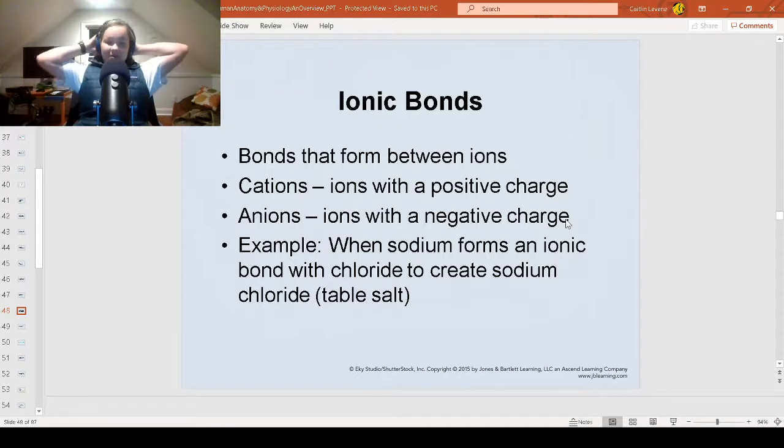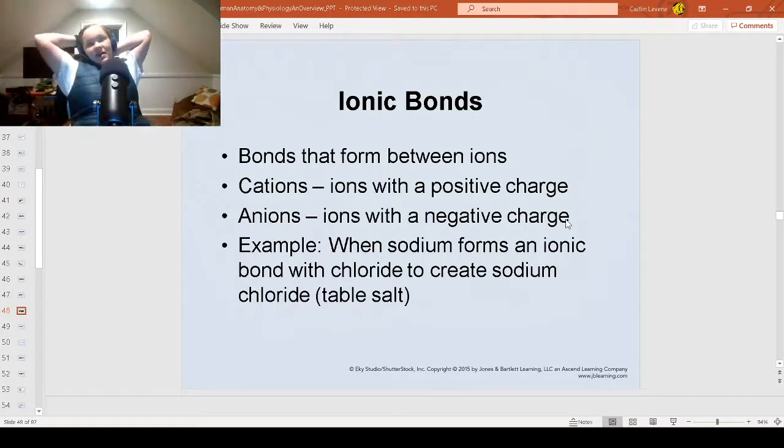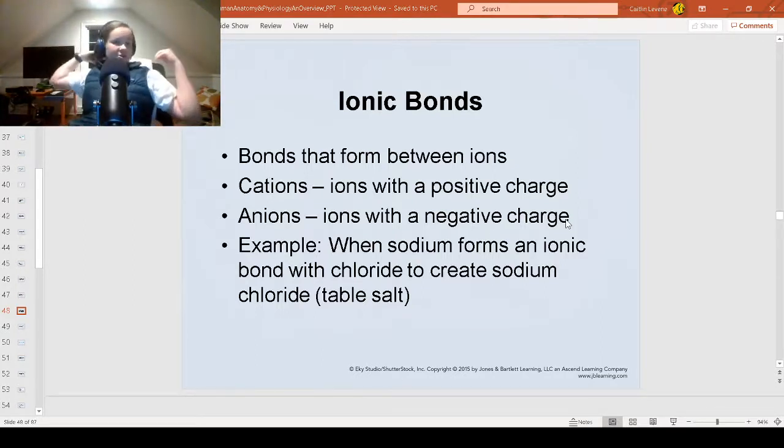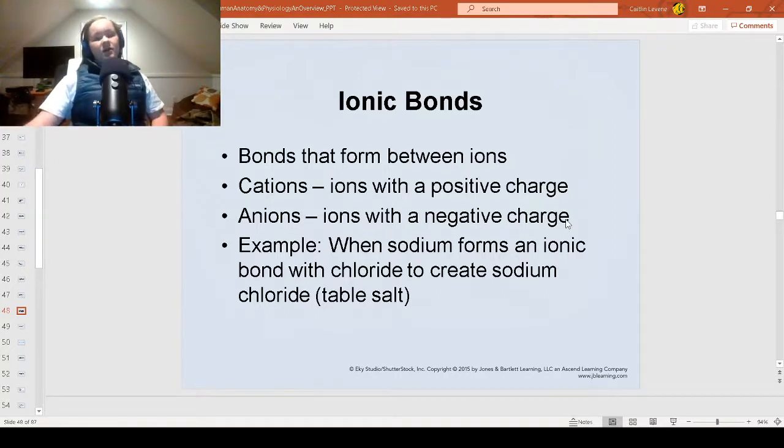Cation, basically we call them cations, but they're actually pronounced as cations. Cations have a positive charge. Anions have a negative charge. I like to remember this as cats are good, onions are bad, but controversial. An example is when sodium forms an ionic bond with chlorine to create sodium chloride, which is table salt. This is an ionic bond.